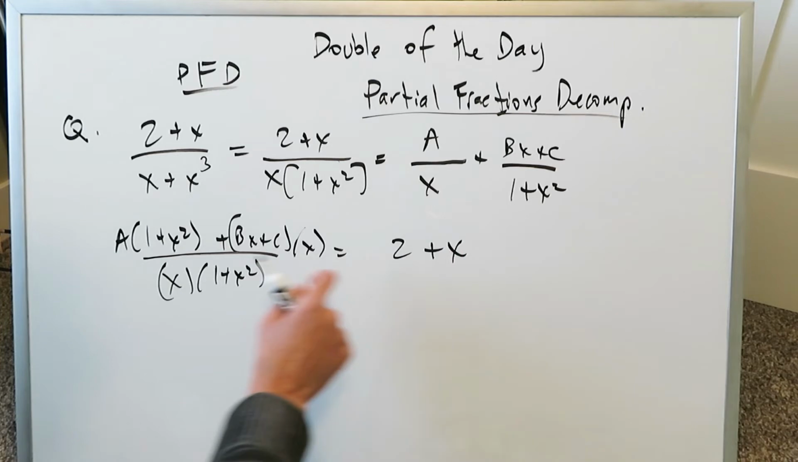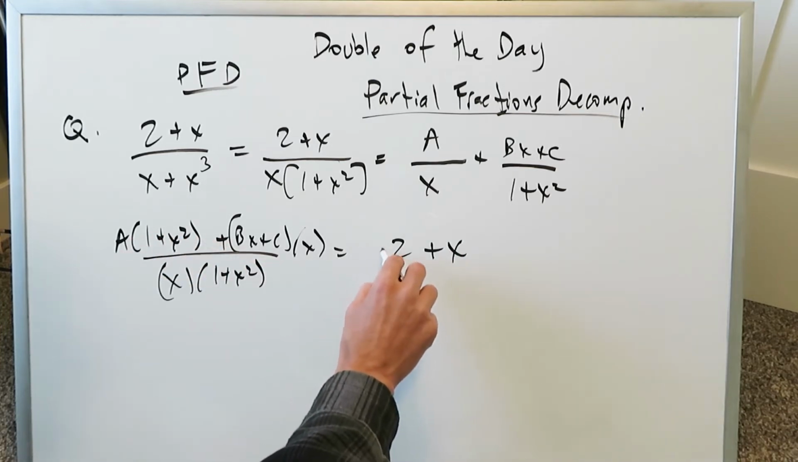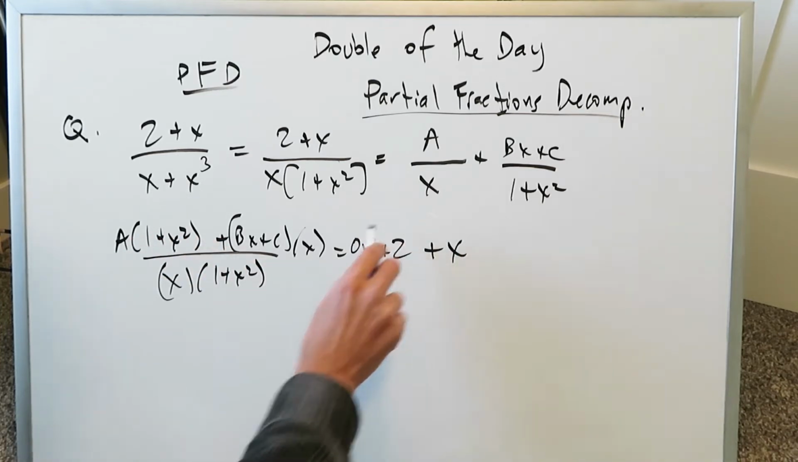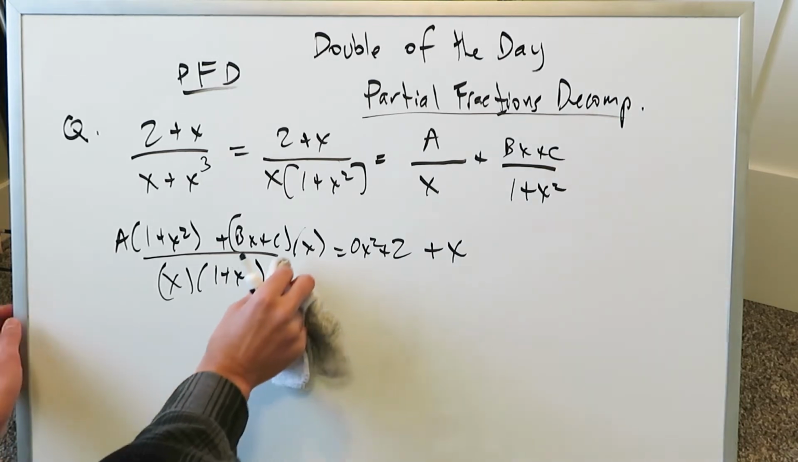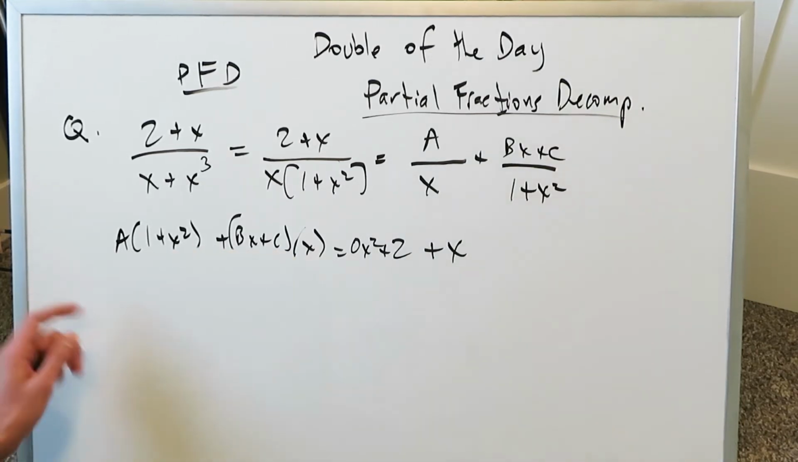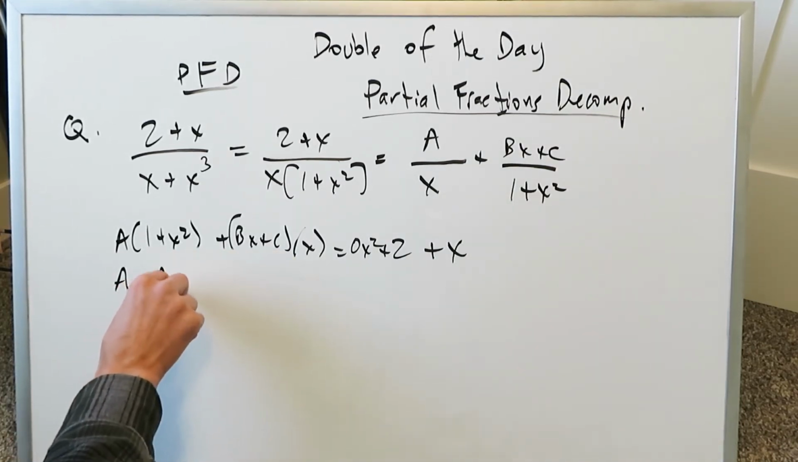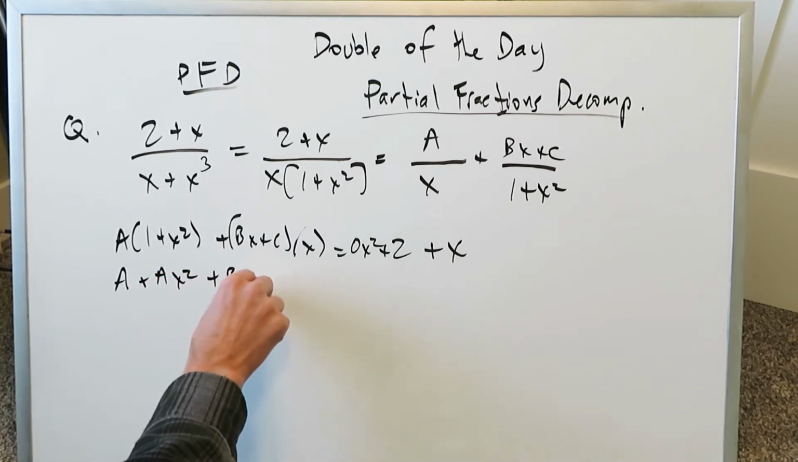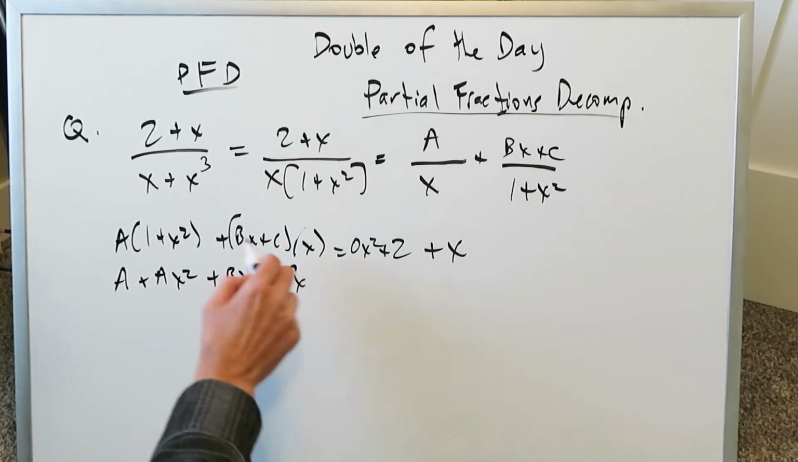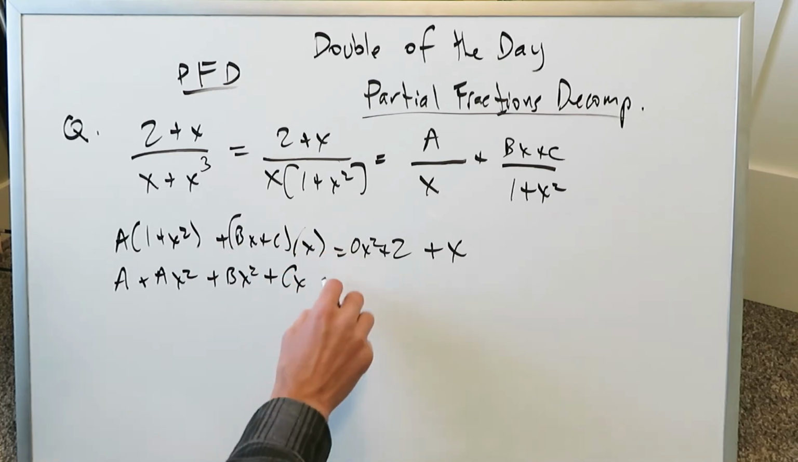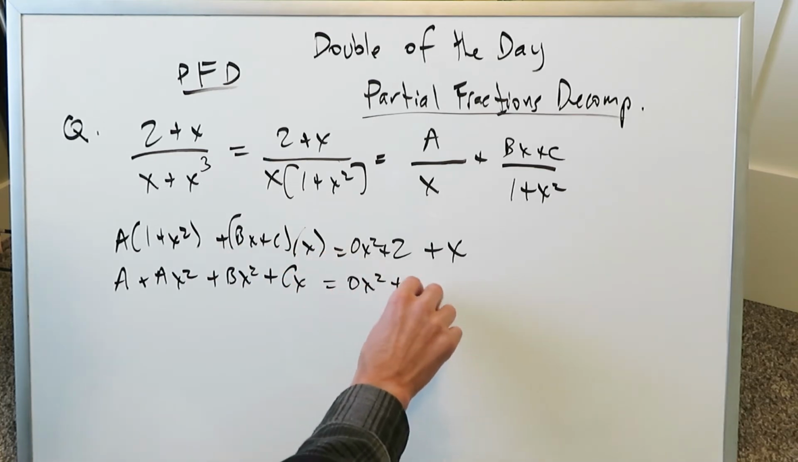2 plus x, but you see we'll have a square component, so I might as well add a 0x squared placeholder. It'll only help. Anyhow, I'm erasing this. Now open this up. You'll have a plus ax squared plus bx squared plus cx. You see this with that, that with that is equal to 0x squared plus x plus 2.